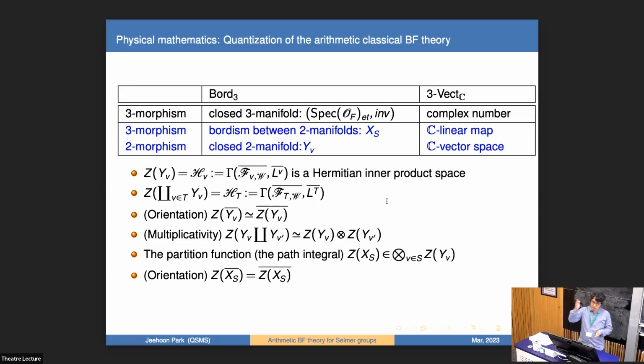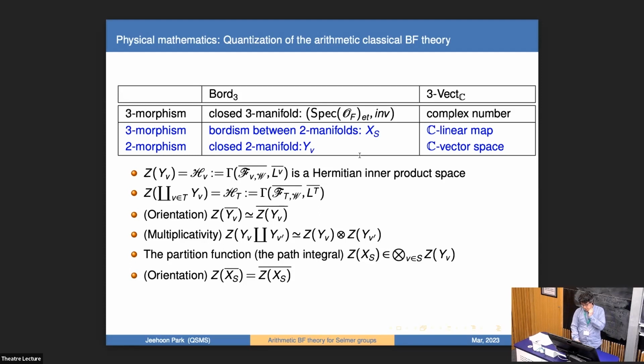If you choose a section, then you have a trivialization, and the section will really be a C-valued function, right? And C-valued functions have a natural inner product. Then you can check the compatibility. It really doesn't depend on the choice of sections of the line bundle. That's the construction. Then for the disjoint union, you take the sections of that, and you will get a tensor product. So multiplicativity holds. Then you choose the orientation, and you will get a Hilbert space with the conjugated inner product. That's just a notation: Z of YV bar means Z of YV with the conjugated inner product.